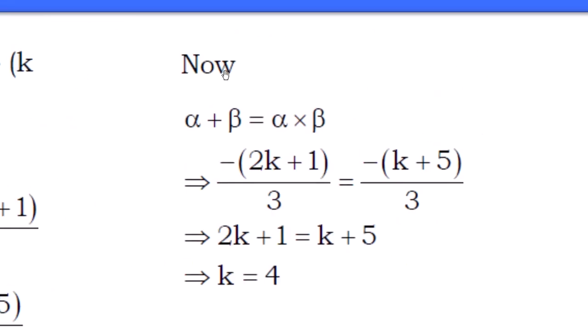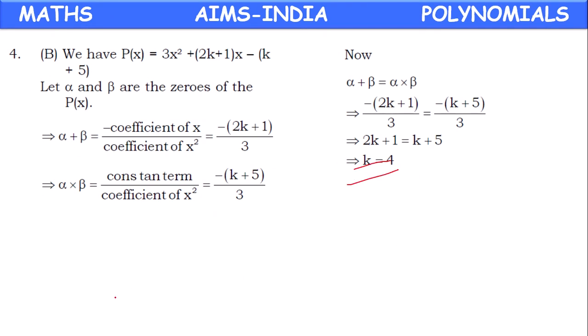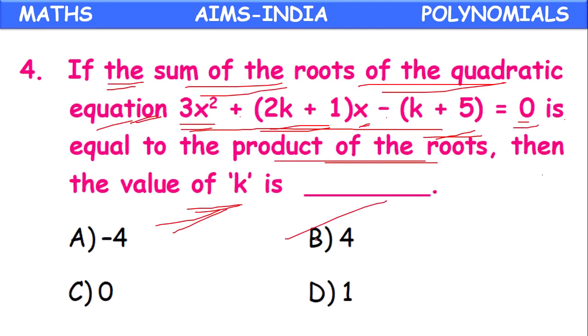Now they have given alpha plus beta equals alpha into beta. So we can substitute the values of alpha plus beta and alpha into beta. 3 gets cancelled, minus minus gets cancelled. 2k plus 1 equal to k plus 5. K will come this side, 2k minus k is k. Plus 1 will come this side, 5 minus 1 is 4. So the k value is 4.